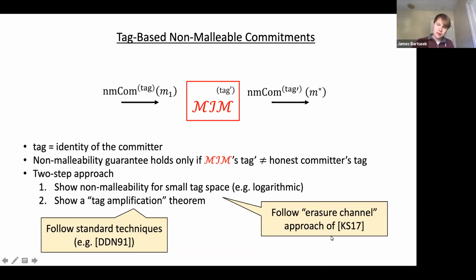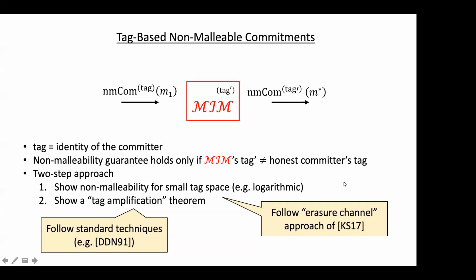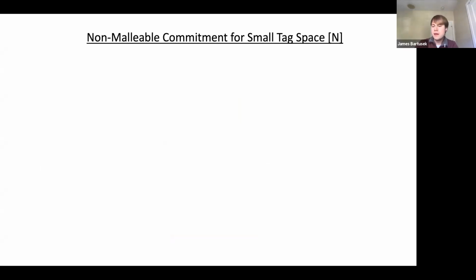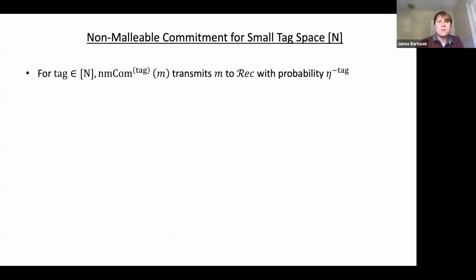So rather than doing that, we'll follow a slightly more sophisticated approach that will eventually give a better assumption. This is the approach of Khurana and Sahai from 2017. Okay, a few remarks about that. For a small tag space, a commitment is going to be a mechanism that is supposed to be hiding, right? But it will actually transmit the message to the receiver with some small probability.